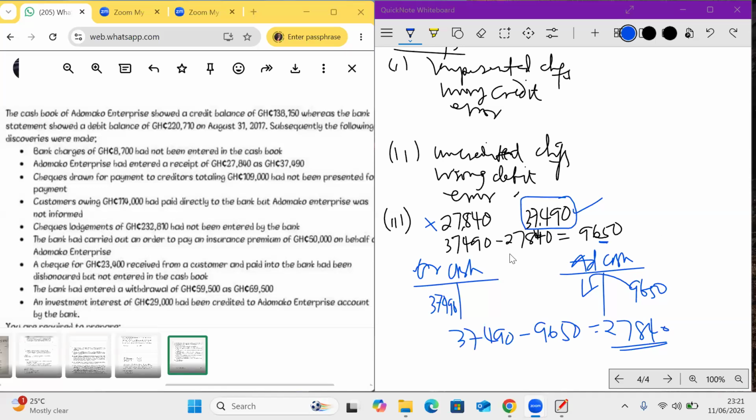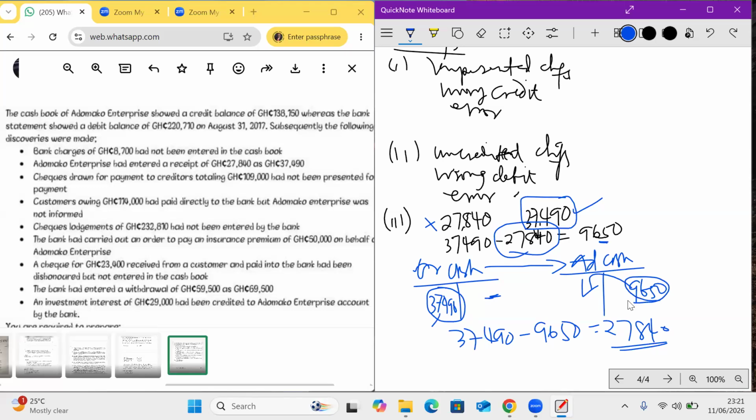So we need to have 27,840 there. By taking out 9,650 from the 37,490, we will get 27,840. So the original cash they recorded is 37,490. We cannot go into the original cash book and put this 9,650 on the credit side. So what do we use to correct the original cash book? We use the adjusted cash book. So we'll place the difference on the credit side.